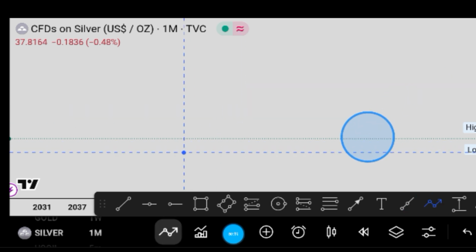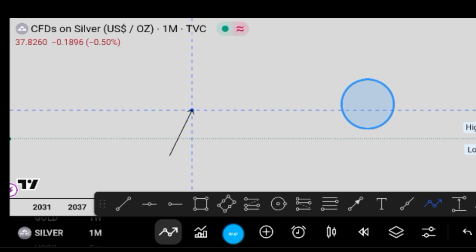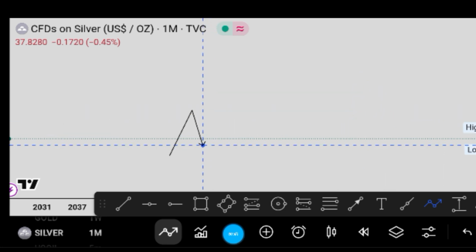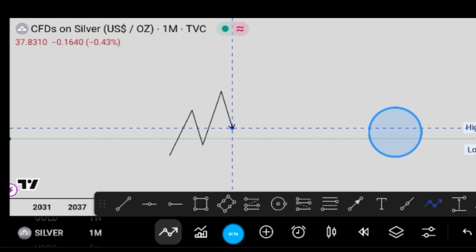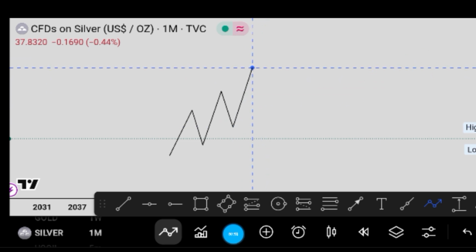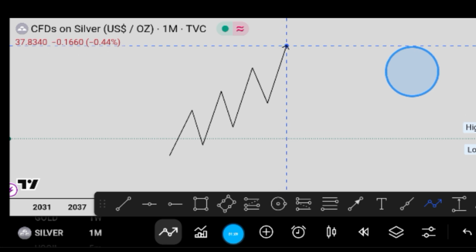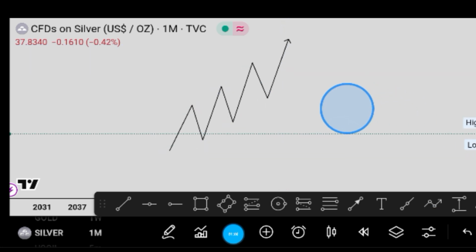So we have something like higher high, higher low, higher high, higher low, higher high, higher low, higher high. So this is a trend.